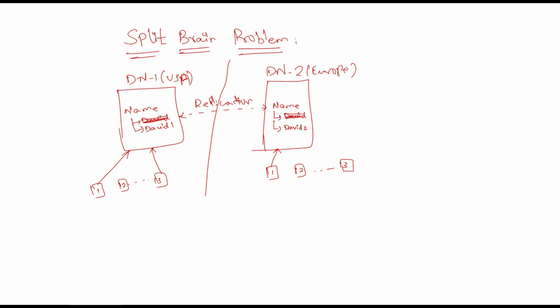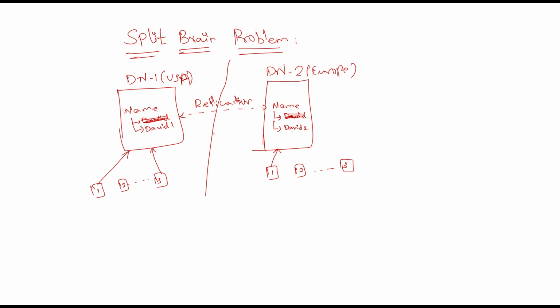In this situation you can see there are two different versions of the same data on the two different servers, but technically it should be the same. Once the user updates this value to David 1, the other server should have David 1. If the server updates the name to David 2, it should be replicated here, but there is no network connection between the two data nodes. So you can see two different versions of the same data. We call this problem the split brain problem.